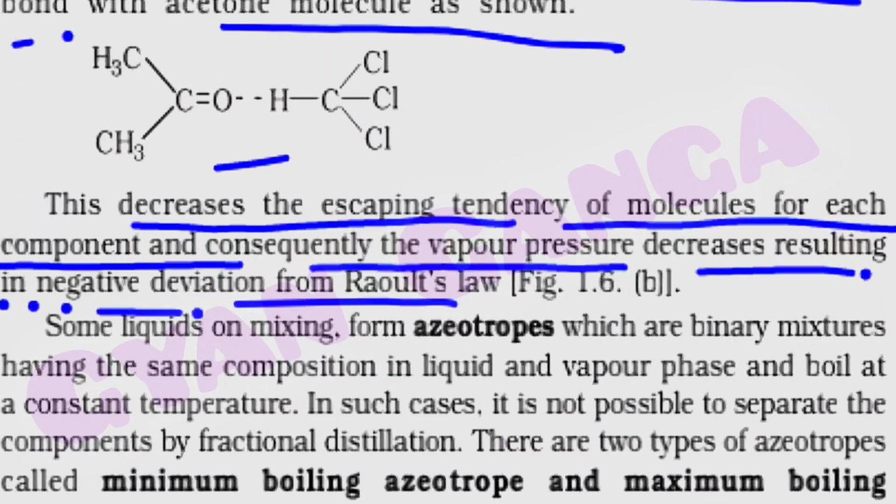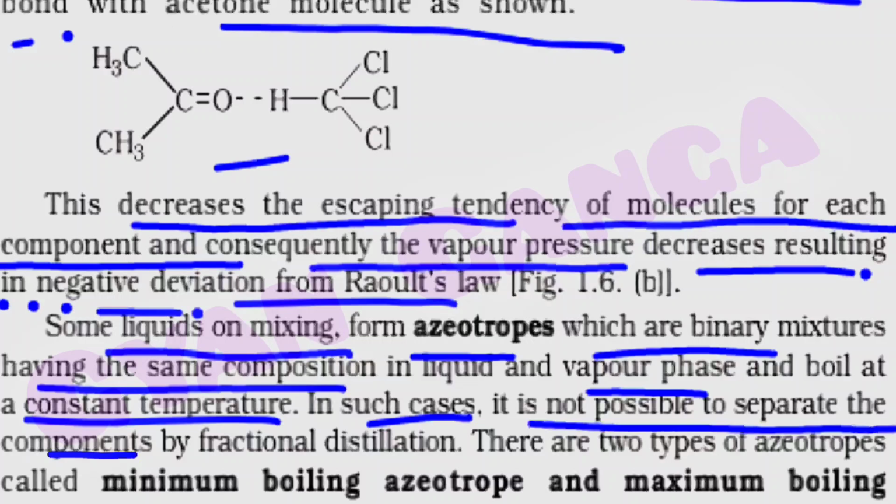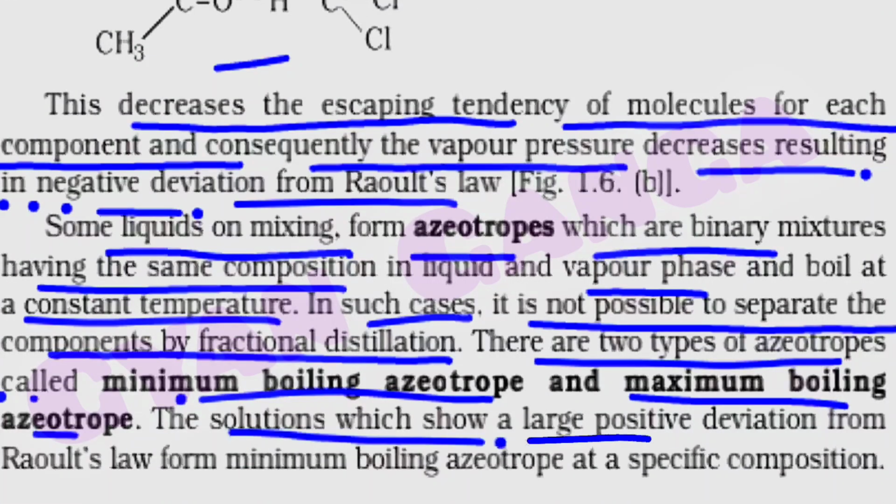Some liquids on mixing form azeotropes, which are binary mixtures having the same composition in liquid and vapor phase and boil at a constant temperature. In such cases, it is not possible to separate the components by fractional distillation. There are two types of azeotropes called minimum boiling azeotropes and maximum boiling azeotropes. The solution will show a large positive deviation from Raoult's law for a minimum boiling azeotrope at a specific composition.